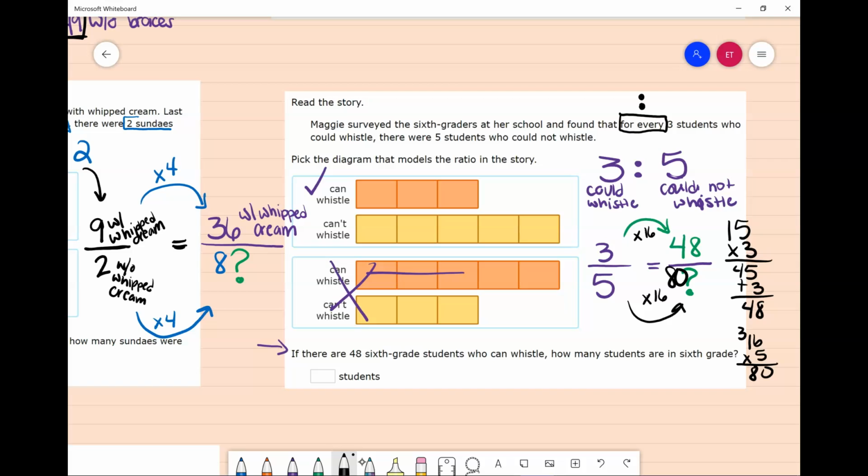Okay, I almost thought we were done, but we are not. Remember, the question's asking us how many students are in 6th grade, so we need to find the total. And again, finding the total is super simple. All I'm going to do is take the amount of students who can whistle and add it to the amount of students that cannot. So my final answer is there are 128 students in 6th grade.